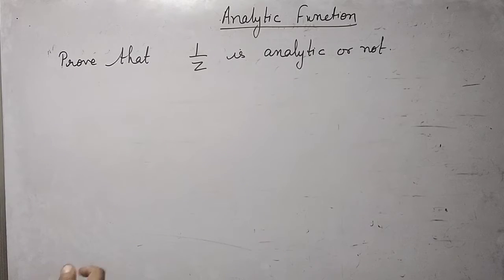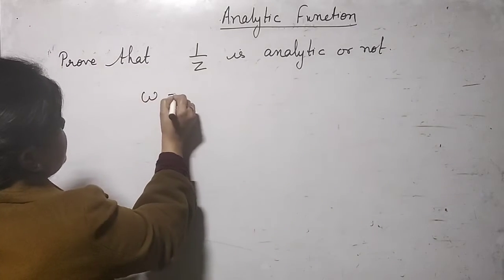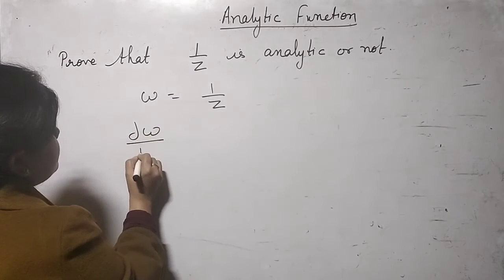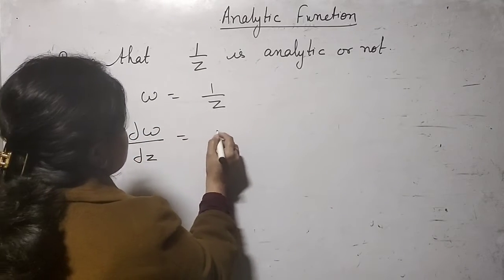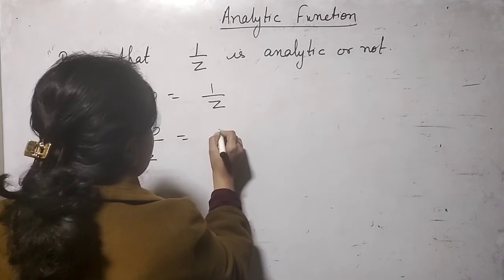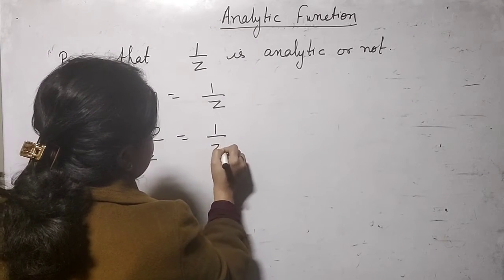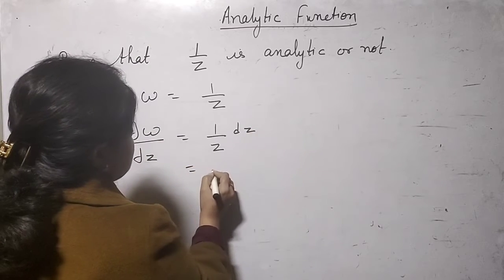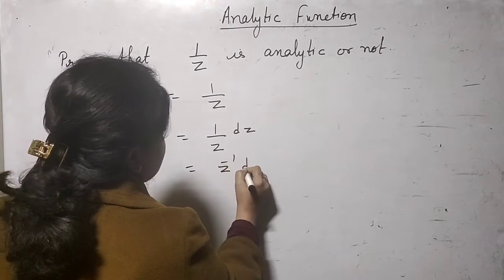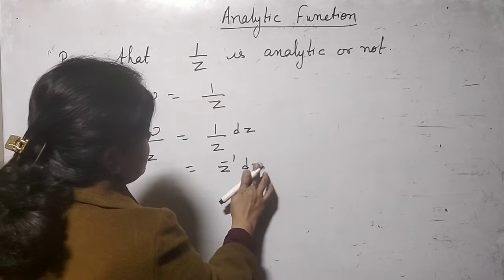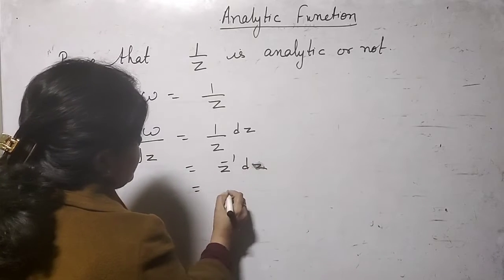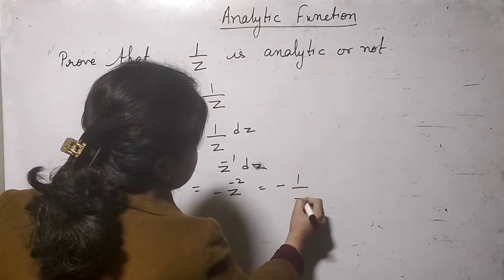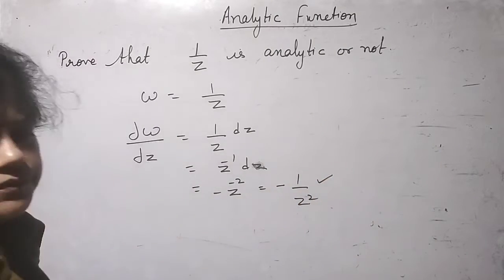So now if w is equal to 1 over z, then dw over dz is equal to the derivative of 1 over z, that means z to the power minus 1 dz. So when we differentiate, we get z to the power minus 2, that is minus 1 over z square.